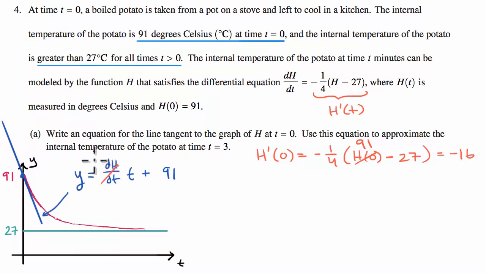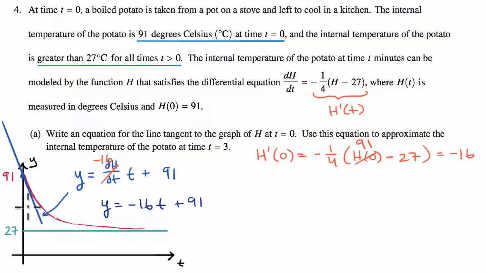So this is -16 right over here. So just like that, we have the equation for the line tangent to the graph of h at t is equal to 0. I'll write it one more time. It is, got a mini drum roll here, y is equal to -16t plus 91. That's the equation of that tangent line right over there.